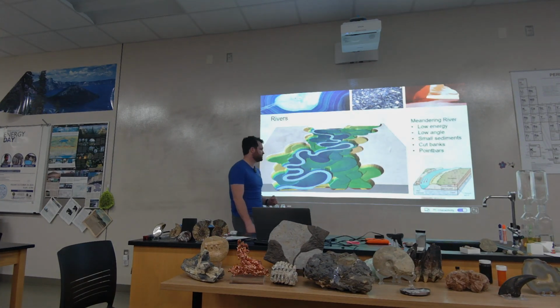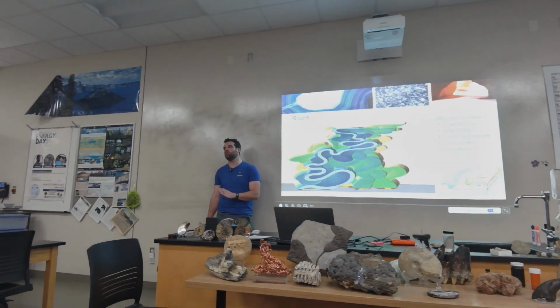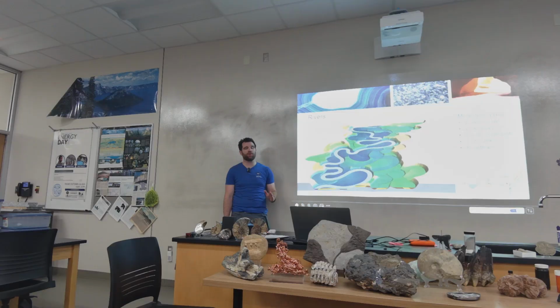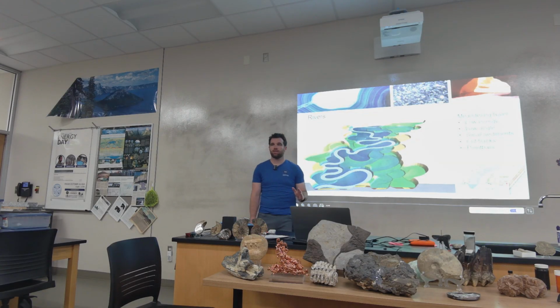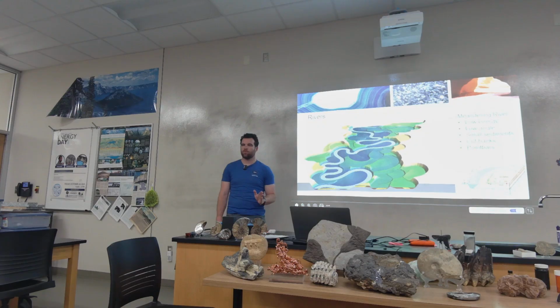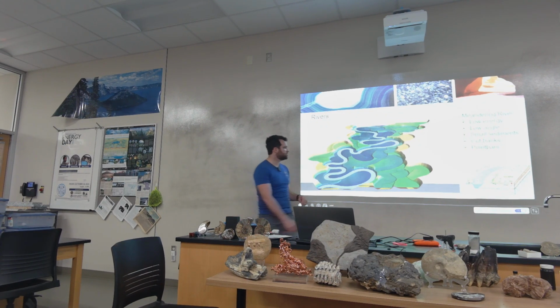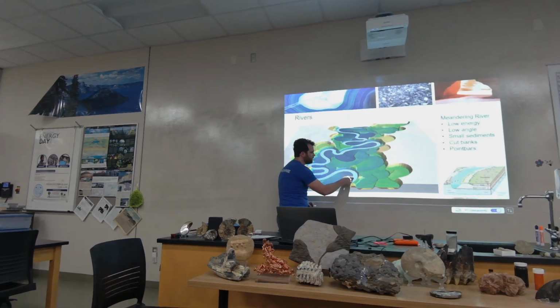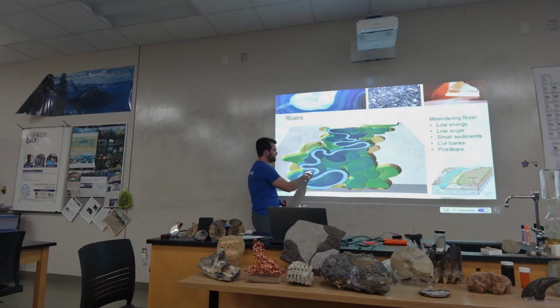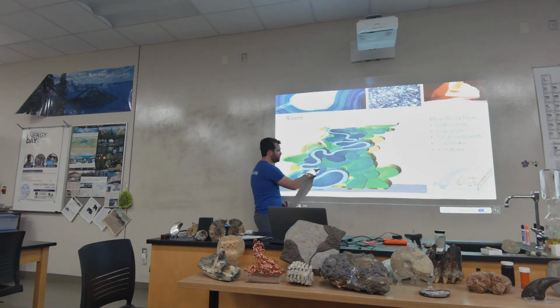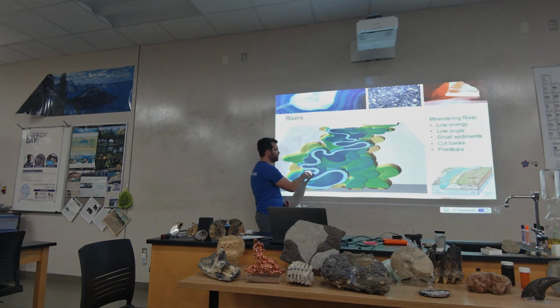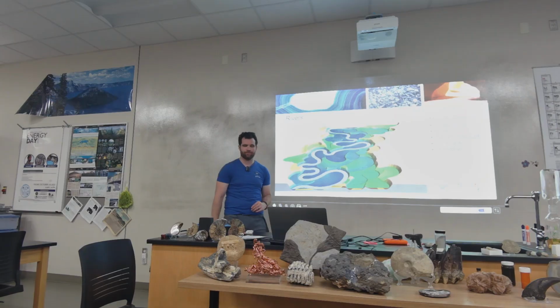As this happens, sediment is removed from the side of the river. We call that a cut bank. And where it is deposited on the inside of my curve, we call that a point bar. And so we have cut bank, point bar. Cut bank, point bar. Removed on this side, added to on that side. Okay?